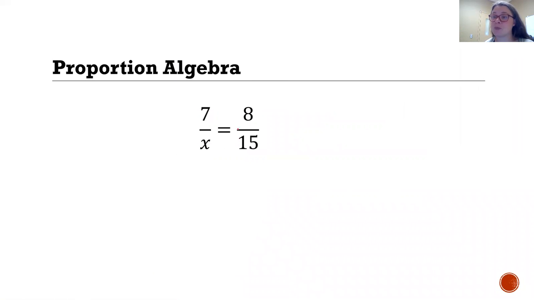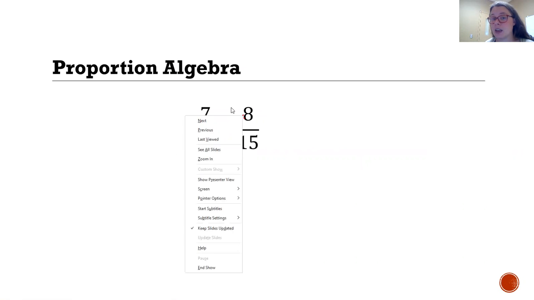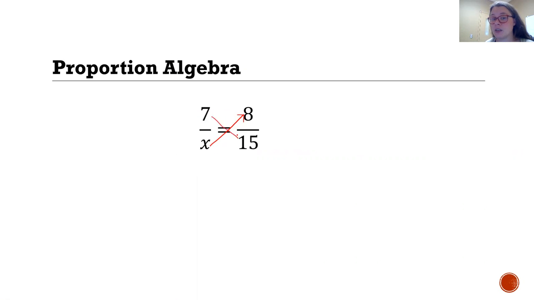So for proportion algebra, if a proportion is true, when you cross multiply, think of making an x in the middle. So if we take 8 times x and 7 times 15, if we multiply across, they need to be equal. Let's do a test. A half, we know a half equals 2 quarters. So 2 times 2 is 4, and 1 times 4 is 4. 4 equals 4. So the two cross products equal each other.